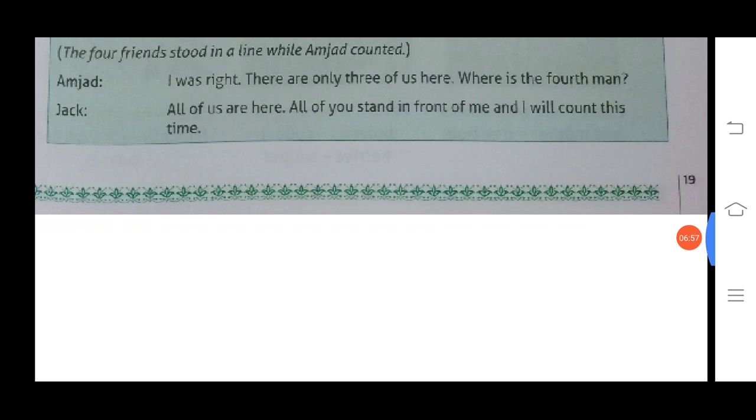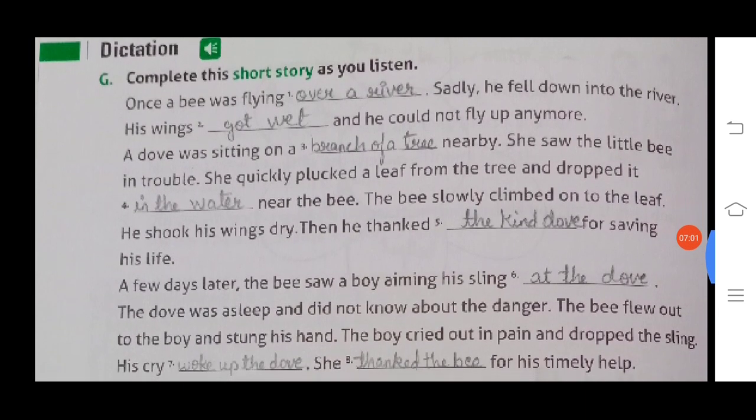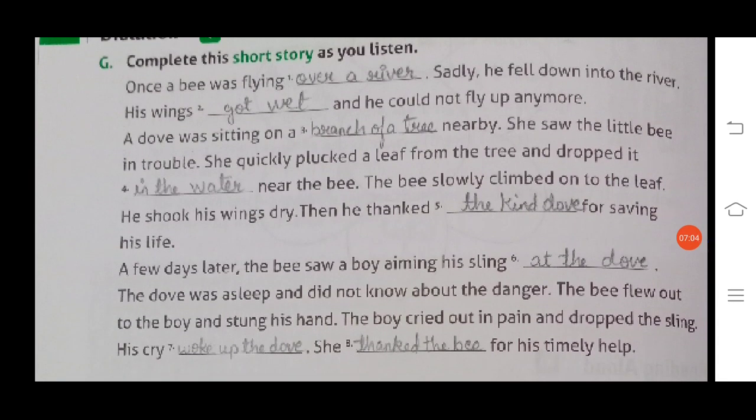Reading aloud, this is just for reading. You will read it. And then now comes the exercise G. Complete this short story as you listen.